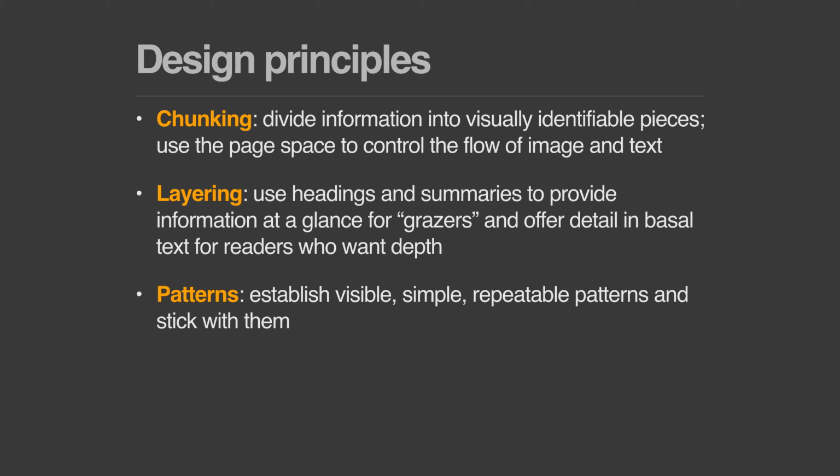Chunking is all about dividing information into visually identifiable pieces, whether the information is itself text or visual. It's chunking it and using the page or the space of the screen to control the flow of image and text. It's all about breaking information up to make it usable for students. This becomes especially important, as we will see next week when we get into mobile and accessibility. Chunking becomes even more important when you think about students viewing your course materials on their phones.